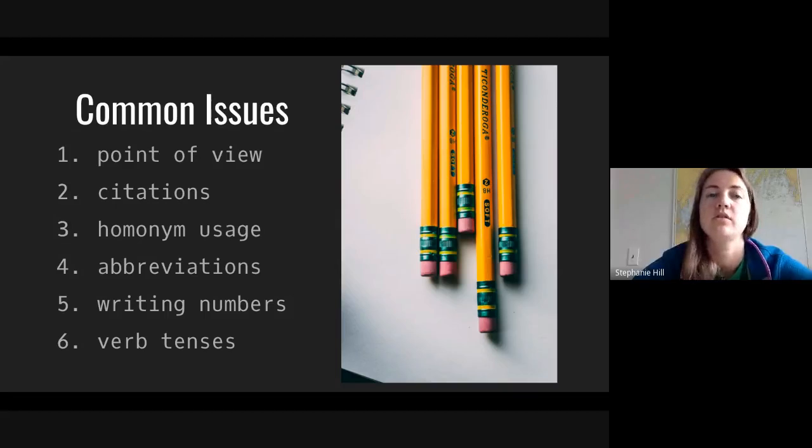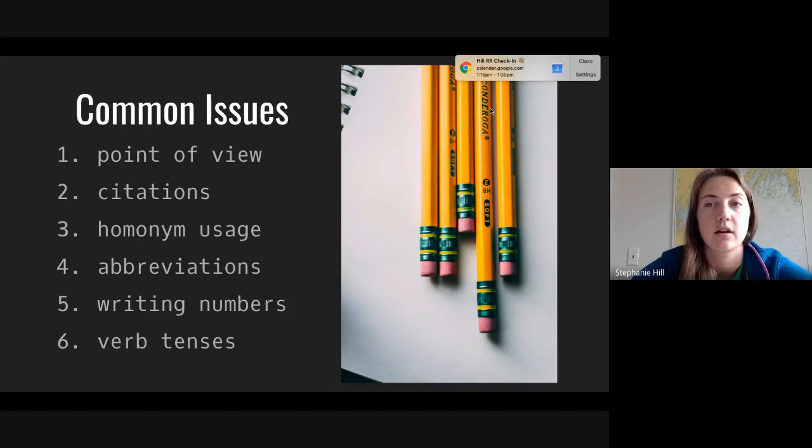Homonym usage. So a homonym is when the word sounds the same, but it has different meanings. An example of that would be two, too, and to. T-W-O, T-O-O, and T-O. They all sound the same, but they have different meanings, and we'll get to that in a minute.